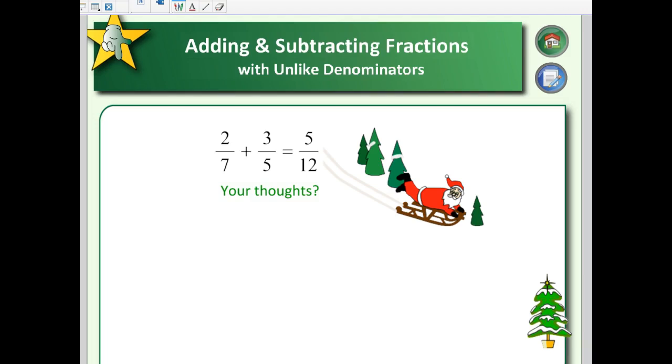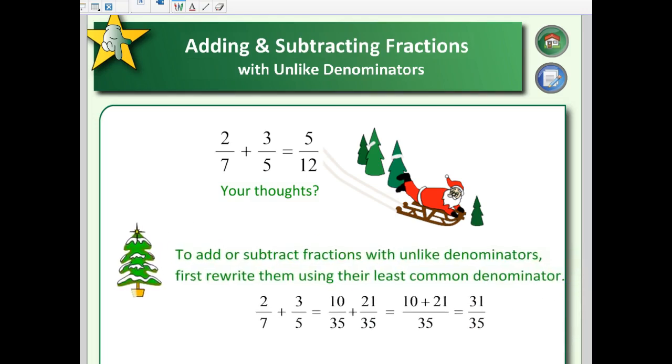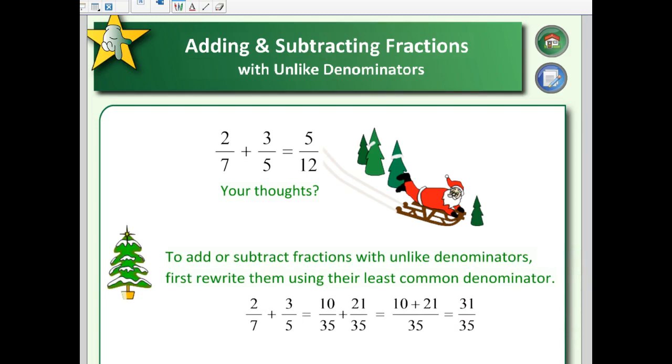We learned even back in grade school that to add or subtract fractions with unlike denominators, I have to rewrite them using the least common denominator. So instead of 5 plus 7 is 12, we know my common denominator, my least common multiple between 7 and 5, is 35. Okay, so these are my equivalent fractions, and now that I have a common denominator, I add the numerators, so we get 31 over 35.